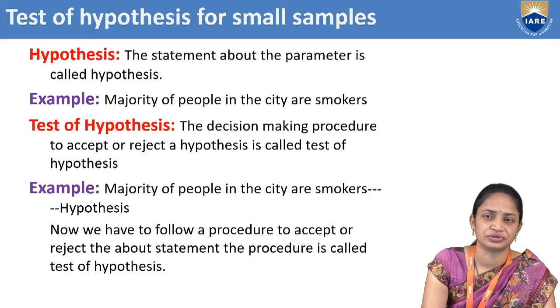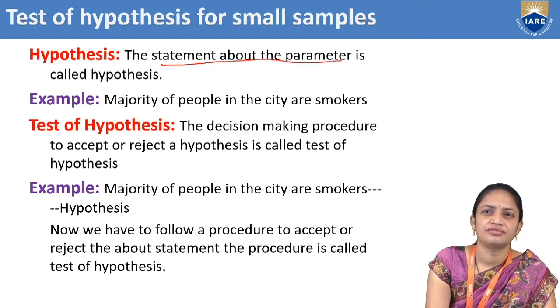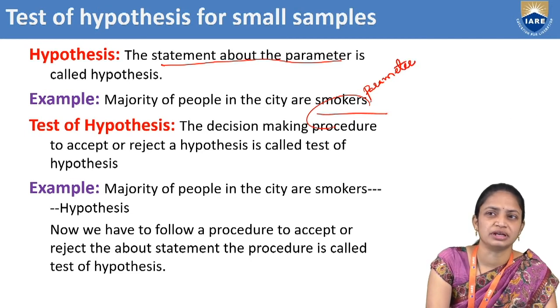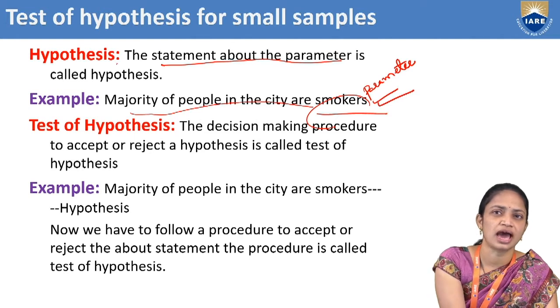The first one is hypothesis. The statement about the parameter is called hypothesis. For example, majority of the people in the city are smokers. So this is the parameter, and here we are discussing this parameter. That's why the statement about this parameter is called hypothesis. This is the example for hypothesis.